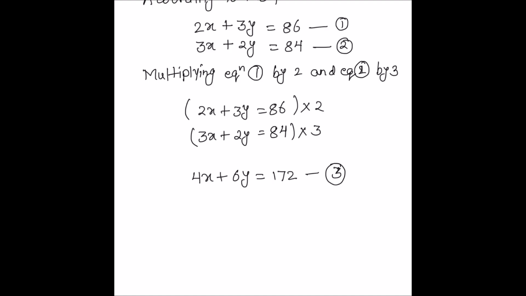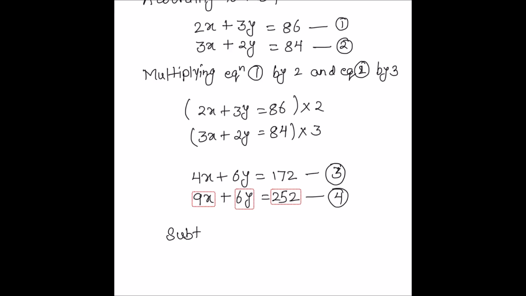And the second equation will be 3 times 3 is 9x plus 2 times 3 is 6y equals 84 times 3. 3 times 4 is 12. 3 times 8 is 24. 24 plus 1 is 25. That's 252. This is equation 4. So we are eliminating the y term from the equation. So let's subtract the two equations.